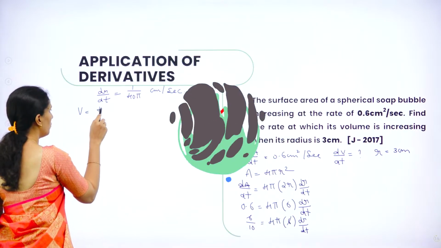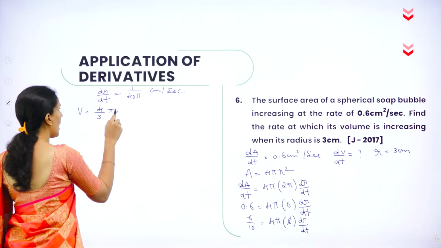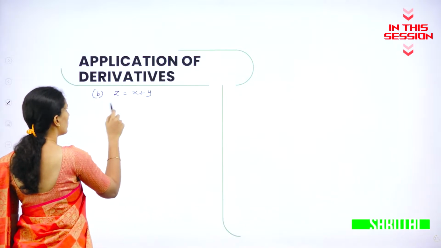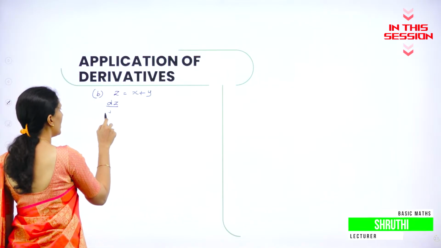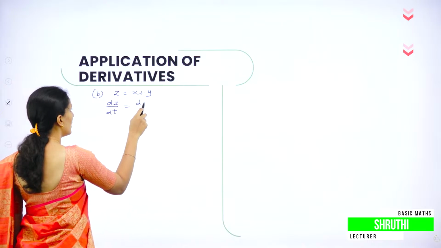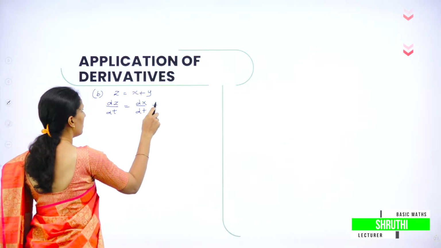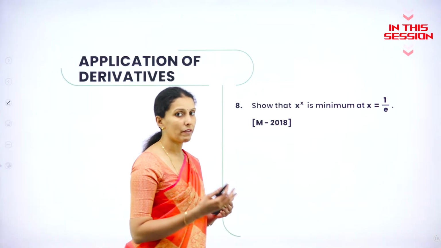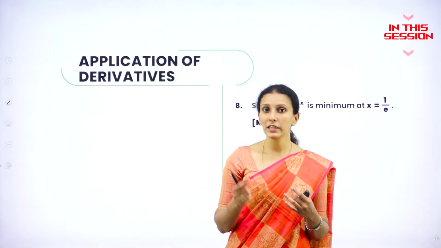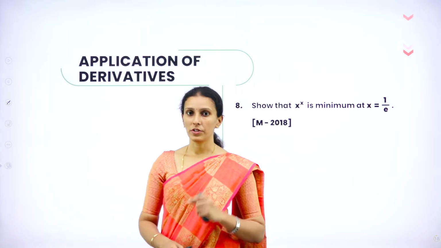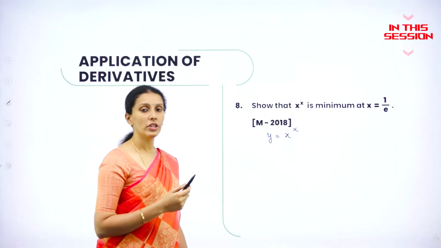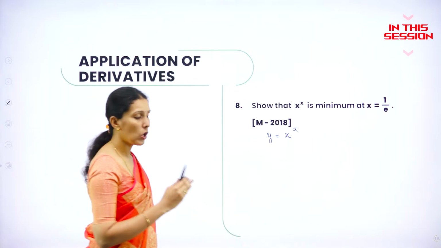Volume is equal to 4 by 3 pi r cube. Z is equal to x plus 5. So derive with respect to time. dz by dt is equal to dx by dt plus dy by dt. If you want to show the given function is minimum, we have to show that the second order derivative is positive. Area is equal to 4 pi r square. Have a function in the exponential form, you have to apply log on both sides.